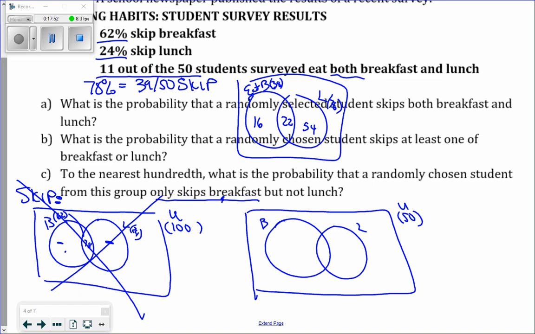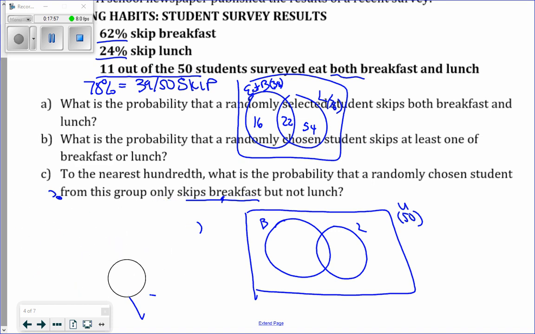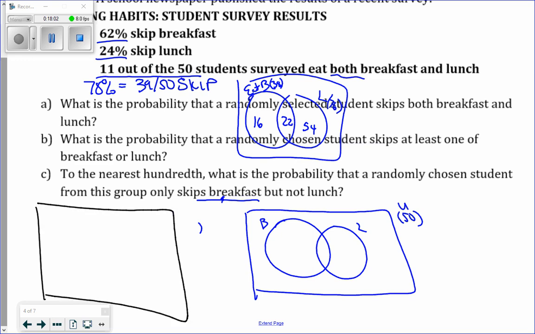Okay. So let me draw it better down here. So if they eat breakfast, that would be 38% eat breakfast and 76% eat lunch and 22% eat both breakfast and lunch. Okay, I don't know why doing it by skipping is not working.